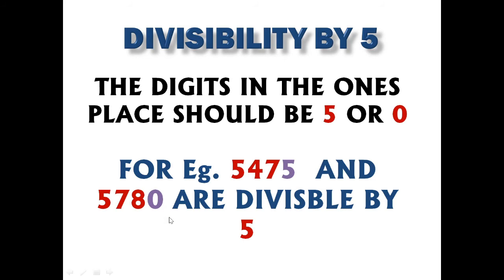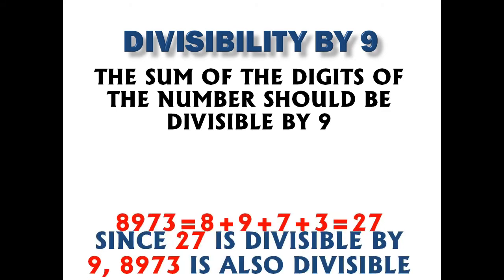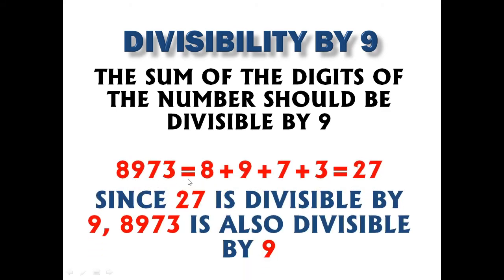Then our next number is 9. For a number to be divisible by 9, the sum of the digits of the number should be divisible by 9. This rule is same as the rule that we learned for 3. Here also we will add up all the digits of the number and that sum should be divisible by 9. For example, 8973, we will add up all the digits: 8 plus 9 plus 7 plus 3, it gives us 27. And since 27 is divisible by 9, 9 threes are 27, 8973 is also divisible by 9.